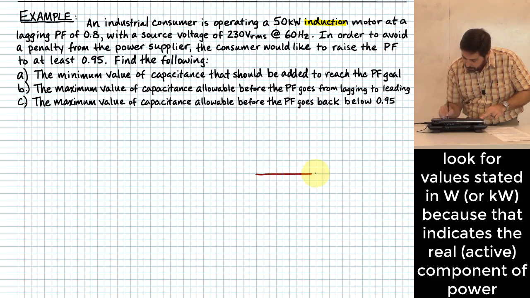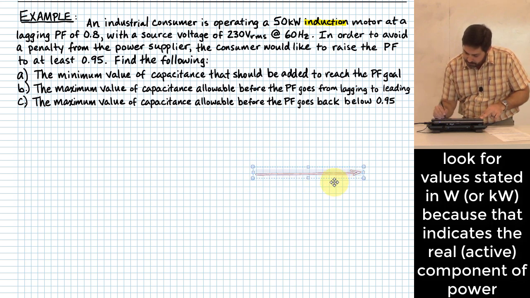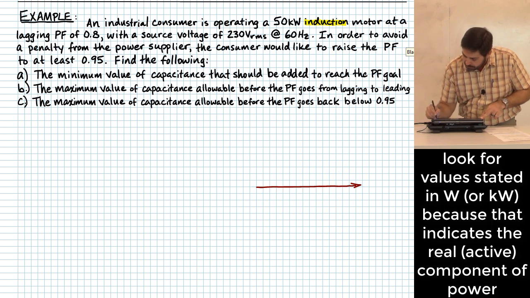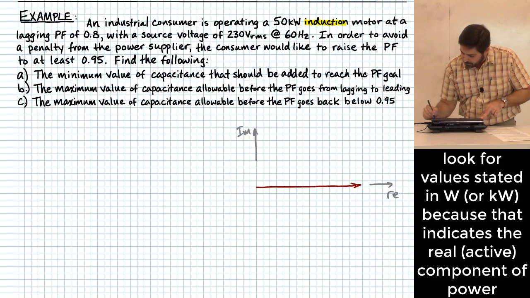I'm going to represent that with a horizontal vector, right? And this vector is going to be in my imaginary and real space. So maybe it'll look something like this, where this is real and this up here is imaginary. So I'm going to start drawing some complex power stuff on here. So this is my P value.